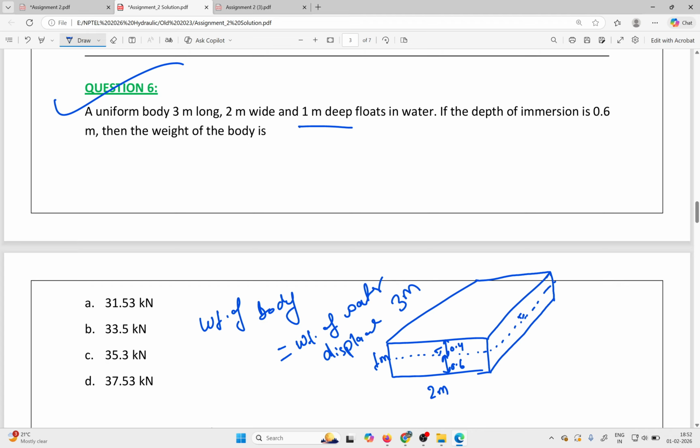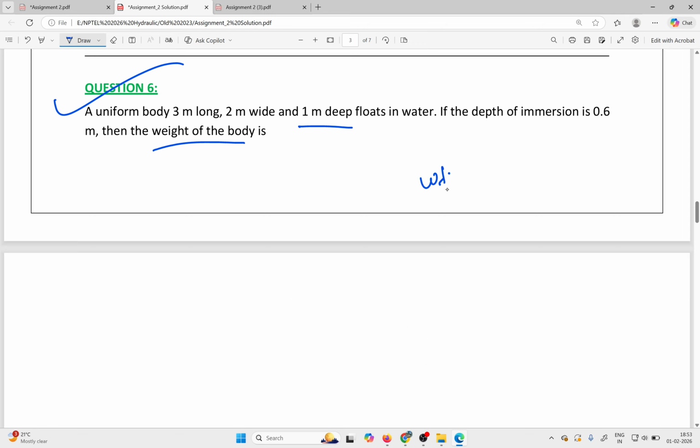So here, how will you calculate the weight of the body, because the density is not given? You have to calculate the weight of the body. Fine. So weight of water displaced is equal to weight of body. Weight of water displaced means what? How much volume is in the water? Only this much volume, meaning 4 meter into 2 meter wide into 0.6 meter. So this is your volume. And what is weight? Weight you know already.